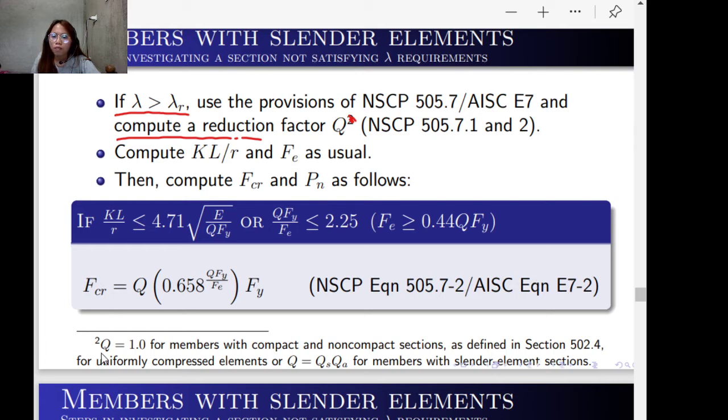as stipulated in NSCP equation 505.7-2 or AISC equation E7-2. Q is equal to 1.0 for members with compact and non-compact sections as defined in section 502.4 for uniformly compressed elements, or Q is equal to Qs times Qa for members with slender element sections.